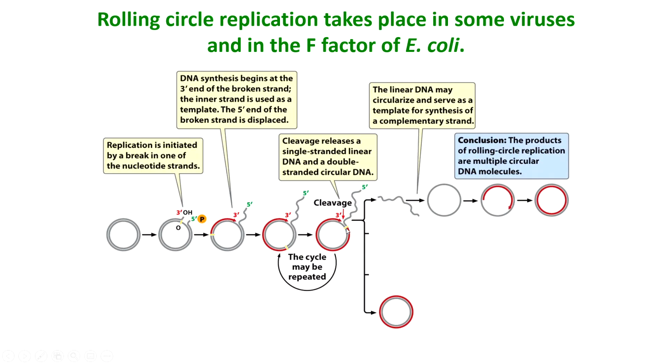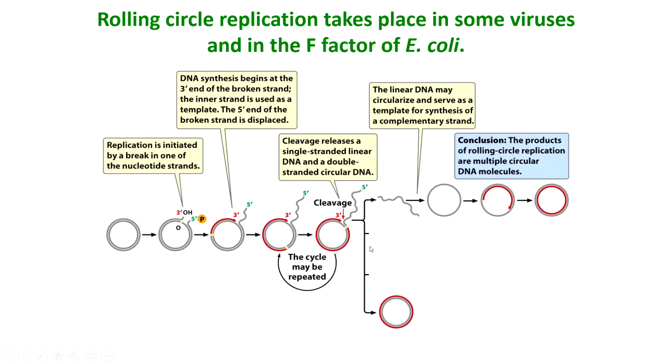Cleavage will then release a single-stranded linear piece of DNA and the double-stranded circle. So we end up with this, and then a piece of single-stranded old parent DNA that will recircularize, and a new piece of DNA will form there. So still following the semi-conservative model.